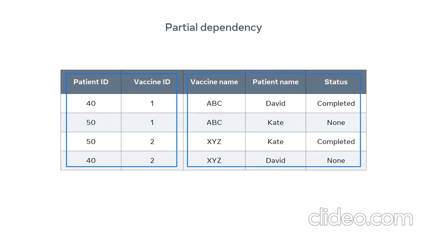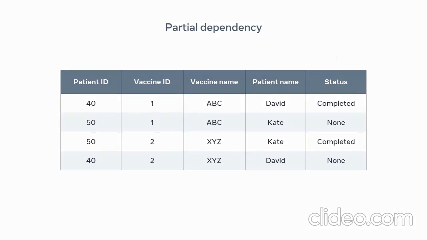Next, let's look at how to upgrade this table to 2NF. First, I need to make all non-key columns dependent on all components of the primary key. So, I identify the entities included in the vaccination table. In this instance, there are 3 entities: vaccination status, as represented by the status column, vaccine, which is the vaccine ID and vaccine name columns, and patient, represented by the patient name and patient ID columns.